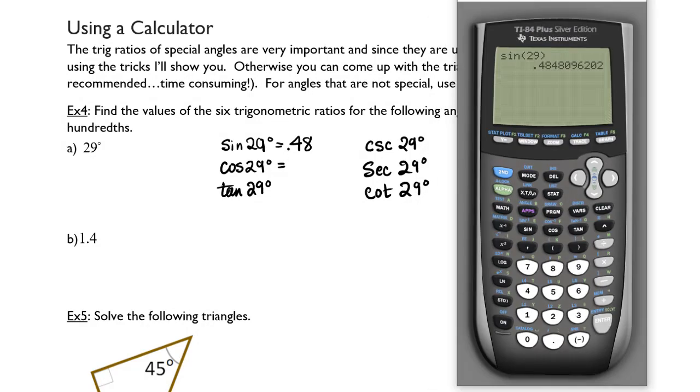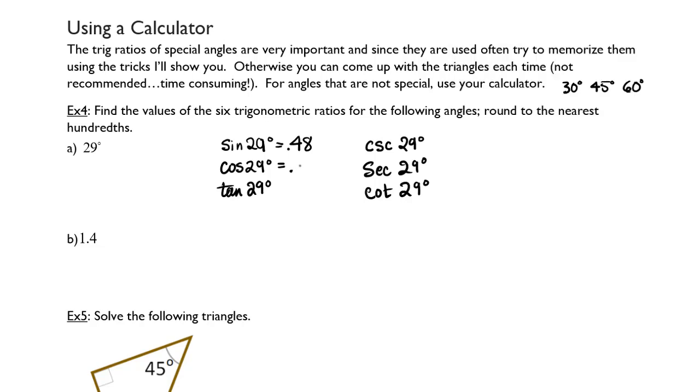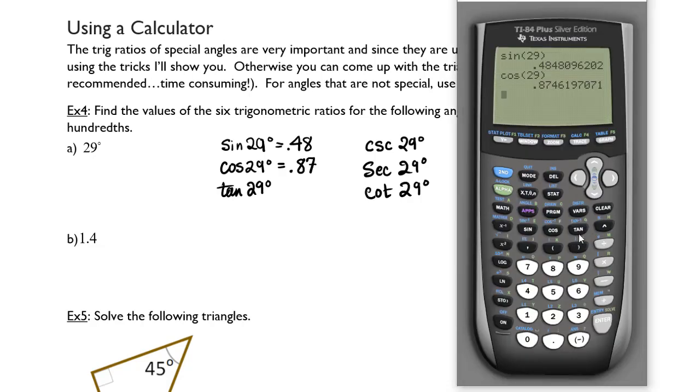Let's calculate cosine of 29 degrees. 0.87. Tangent of 29 degrees. 0.55.